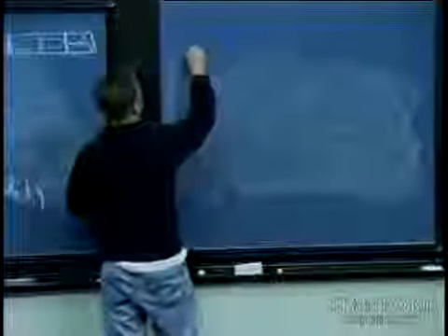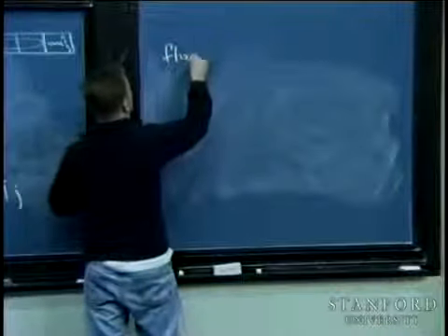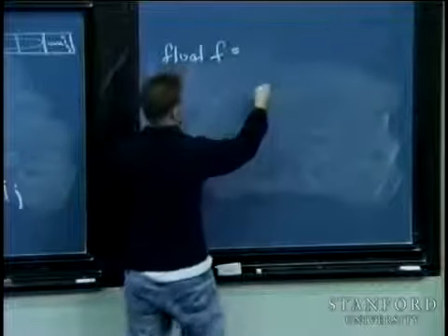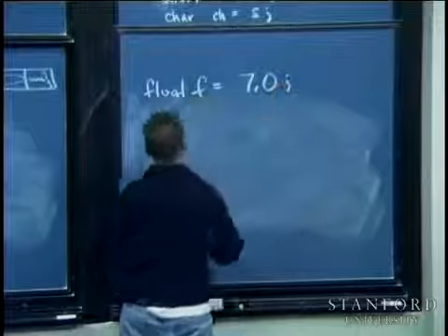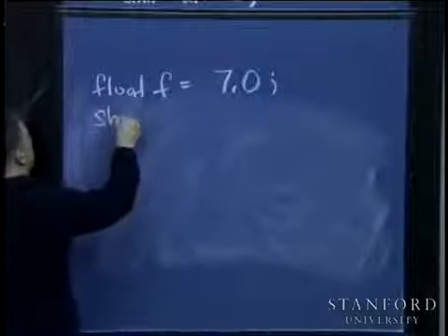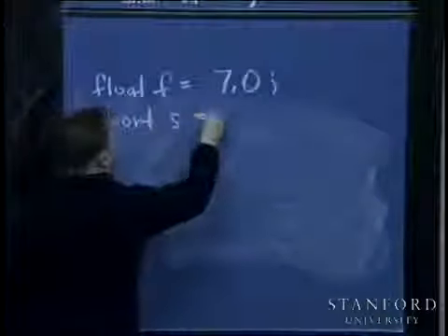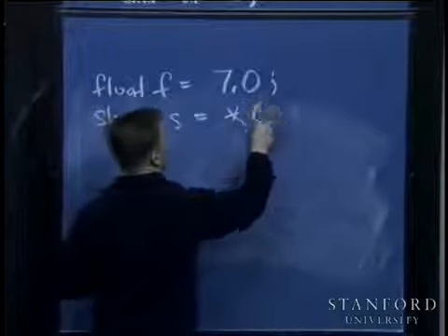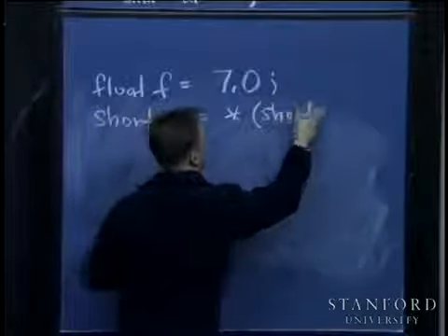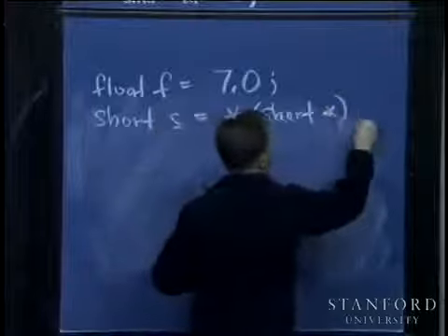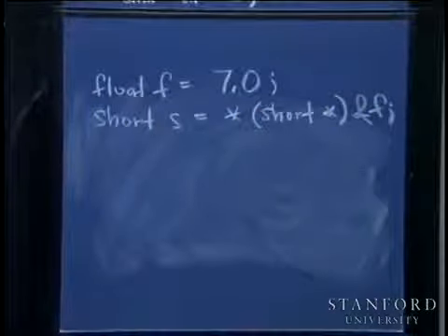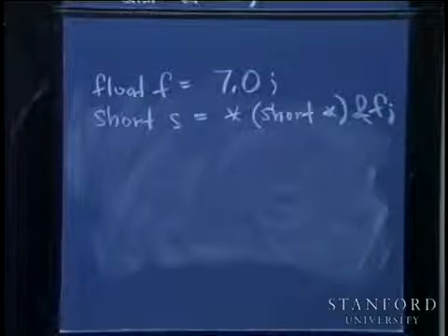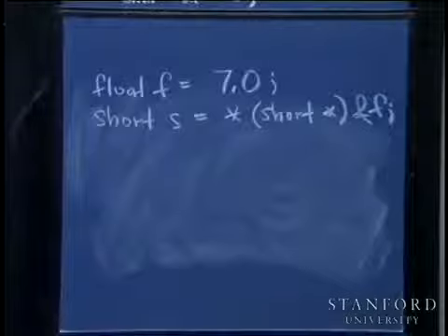Let me do a float f equal to 7.0. And then we do this. Short s is equal to asterisk, short star, ampersand of f. Looks very similar to this, except the one interesting part being introduced is that the figures are of different sizes.